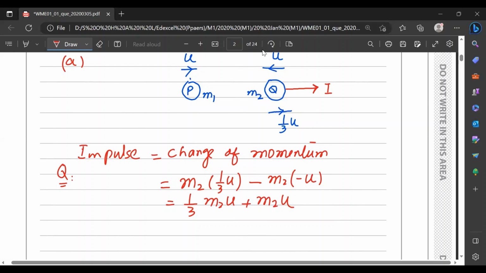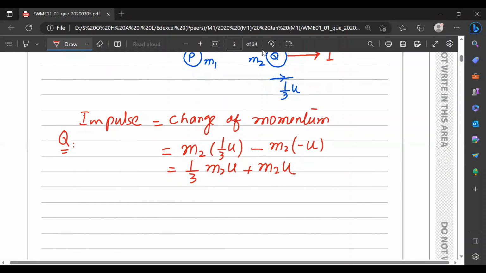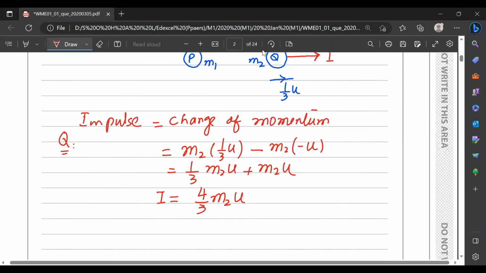When you simplify, you can take the LCM or take common factors. These were the like terms, so 4/3 m2 u is the impulse exerted by P on Q.